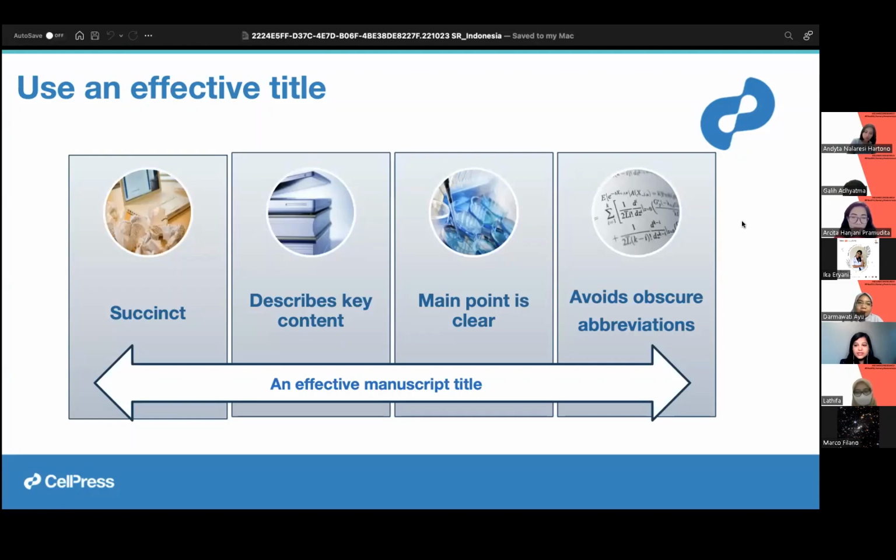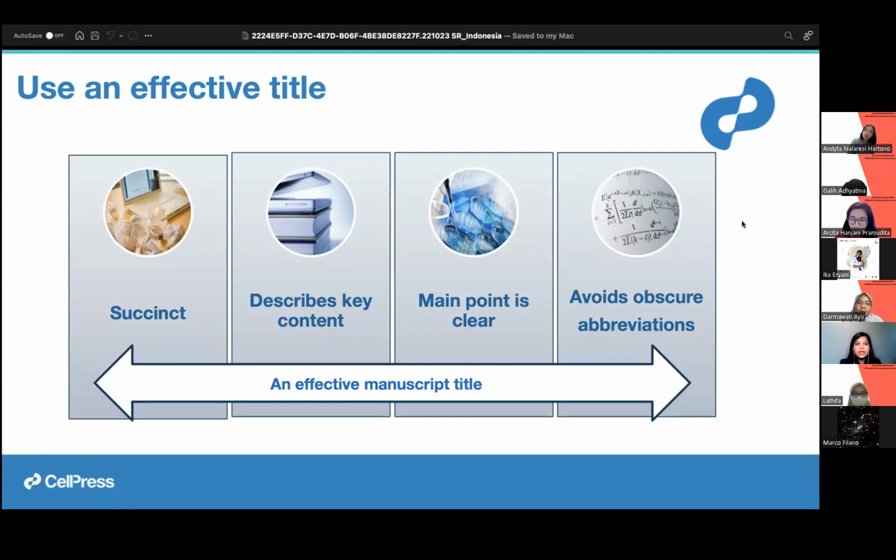You want the title to be succinct, so don't have a 30-word title like, analyzing sodium, glucose, and potassium levels in 50-year-old patients with a history of smoking. That's a terrible title. No one's going to read that. You want it to be short, you want it to be catchy, you want it to summarize the key content so that people who just read the title will get an idea of what the paper is about. And again, avoiding obscure abbreviations, avoiding jargon, avoiding a lot of details.